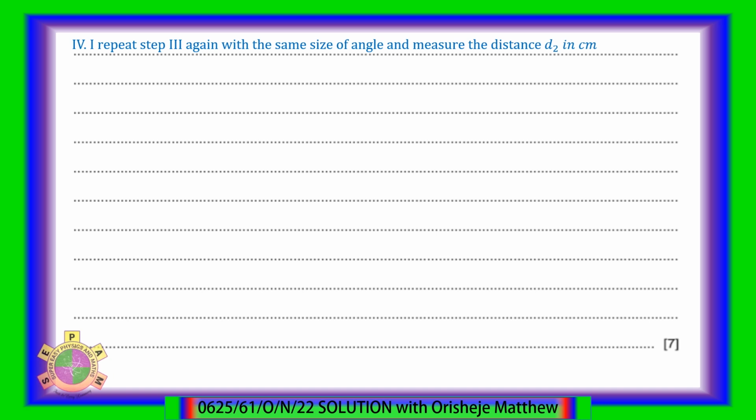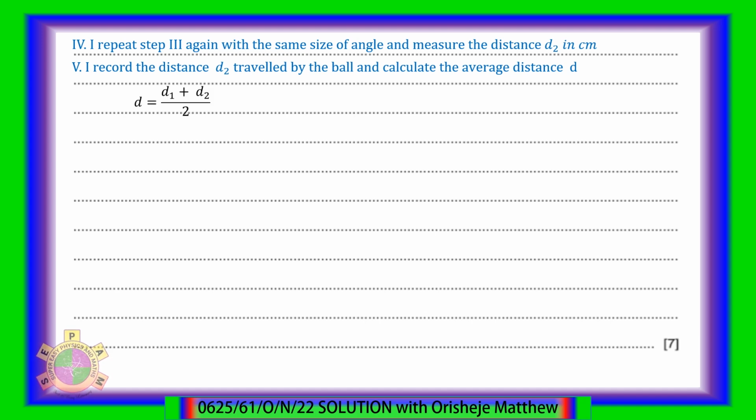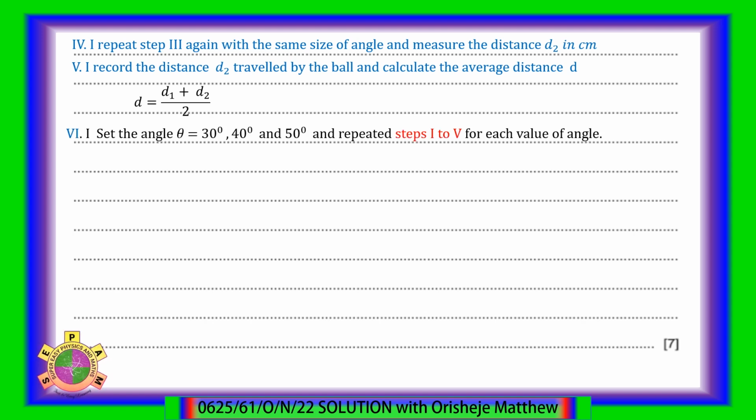Then the next thing, I repeat step 3 again with the same size of ball with the same angle of 20 to get D2. I record the distance D2 traveled by the ball and calculate the average distance. So how do I calculate the average distance? D1 plus D2 divided by the number of times. So that will give me the average distance D. So I will tabulate.